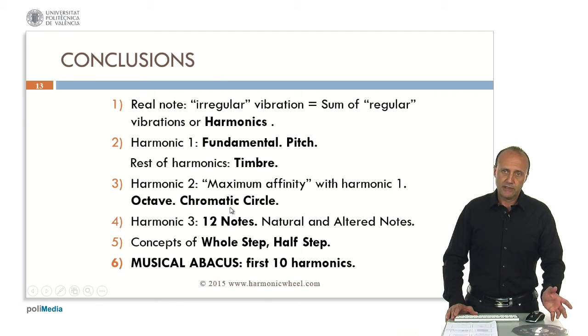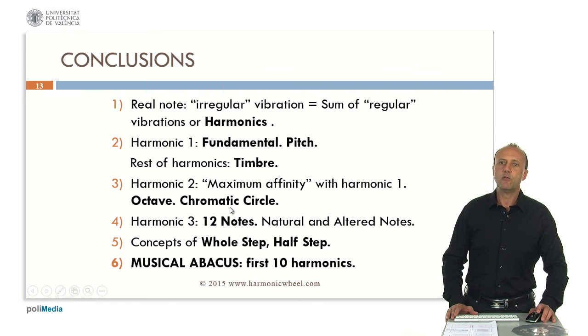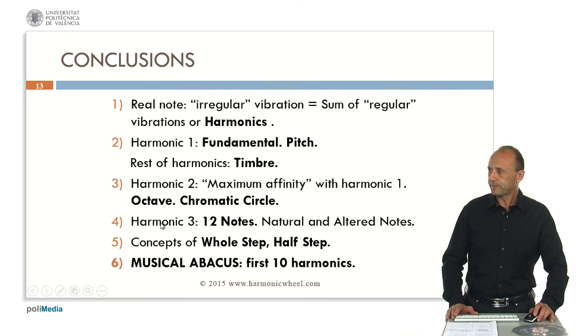Due to this fact, we are establishing a periodicity in the name of the notes, which leads us to represent the notes on a chromatic circle. The distance in pitch between harmonic 1 and harmonic 2 is called octave. After harmonics 1 and 2, the most important one is harmonic 3. If we divide the chromatic circle in such a way that one of the divisions is placed at the same place as harmonic 3, we obtain 12 divisions, that is 12 notes.